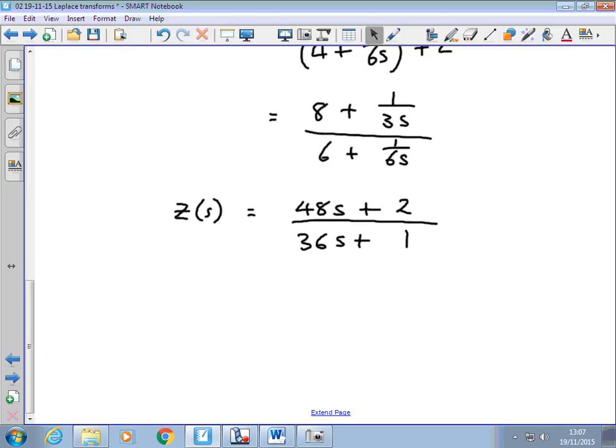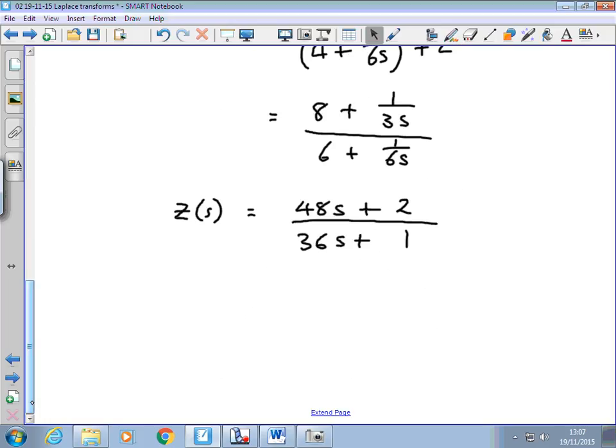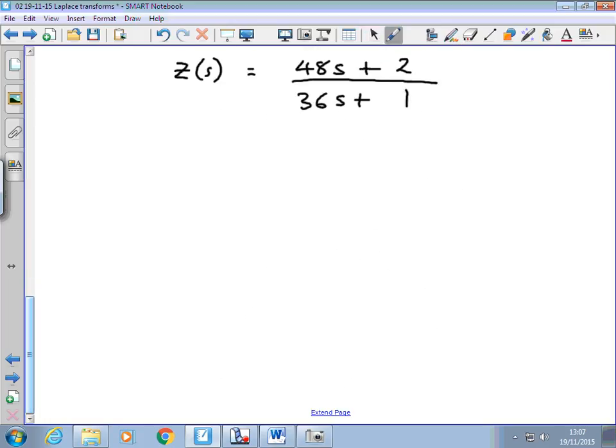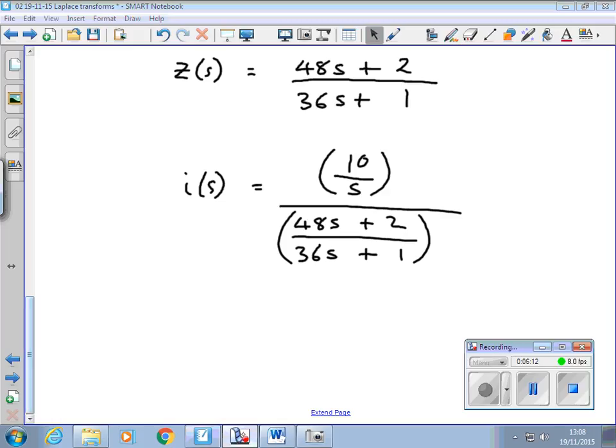We've got an expression for VS, it's 10 over S. So now we can come up with an expression for IS. So IS equals the voltage, which is 10 over S, over this lot, which is 48S plus 2, over 36S plus 1. That is the voltage divided by the resistance. So now let's look at this. Look at the bottom. And the top.